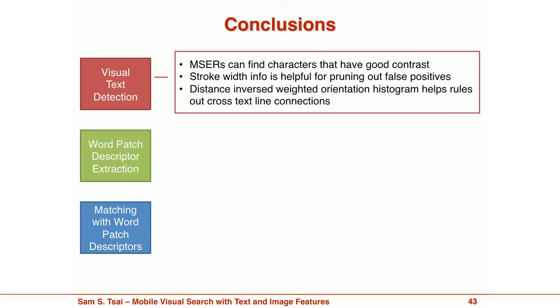First of all, maximally stable extremal regions are good character candidates for text that have a good contrast compared to the background. Then, stroke width information is very helpful for pruning out false positives. Finally, using distance inverse weighted orientation histograms, we can rule out cross text line connections and also speed up the processing.